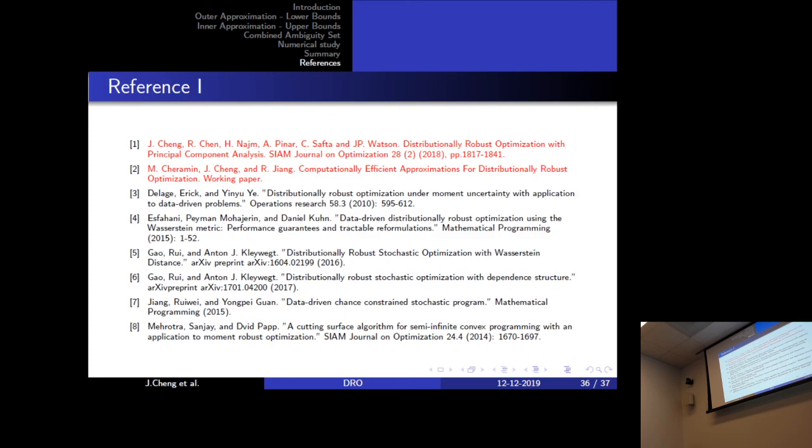Then here is the reference. We mainly based this on these two papers. The first one is published, this outer approximation paper. And the second one is a working paper, which I think is ready to submit.